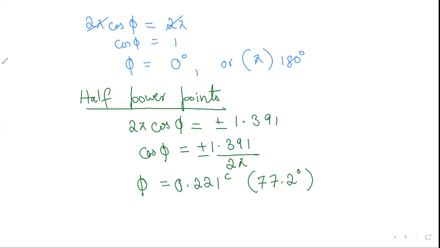1.34. Pratham, how much are you getting? I got cos phi as 0.221. What is phi, Pratham? Cos inverse of 0.221, so I got 1.34 radian. Yes, 1.34 radian. But I was asking for phi, no? So 77.2 degrees, okay?